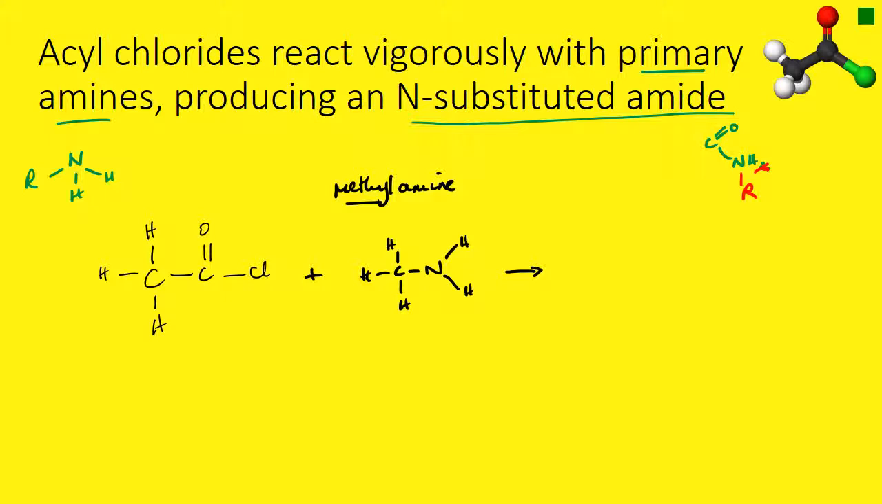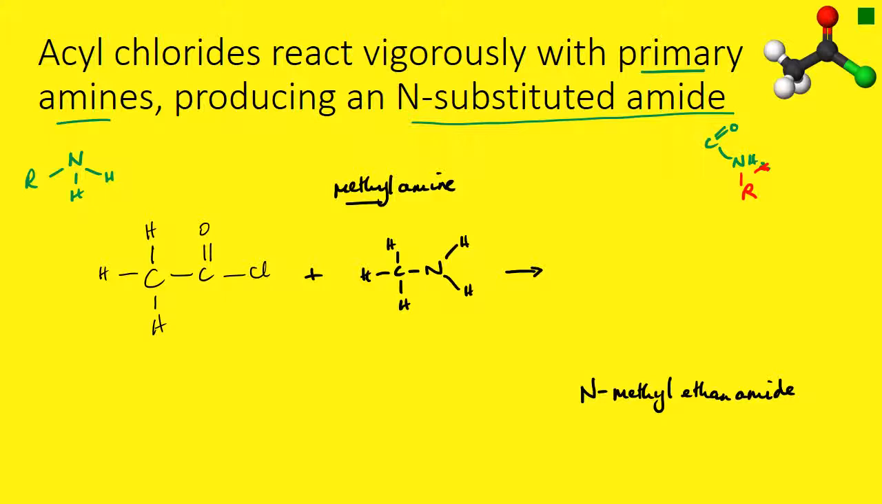So I'll name it down here because I don't want to overwrite the other bit. So it's N for an N-substituted amide, and it's still methyl, N-methyl ethanamide. Like that. So let's draw out our product.